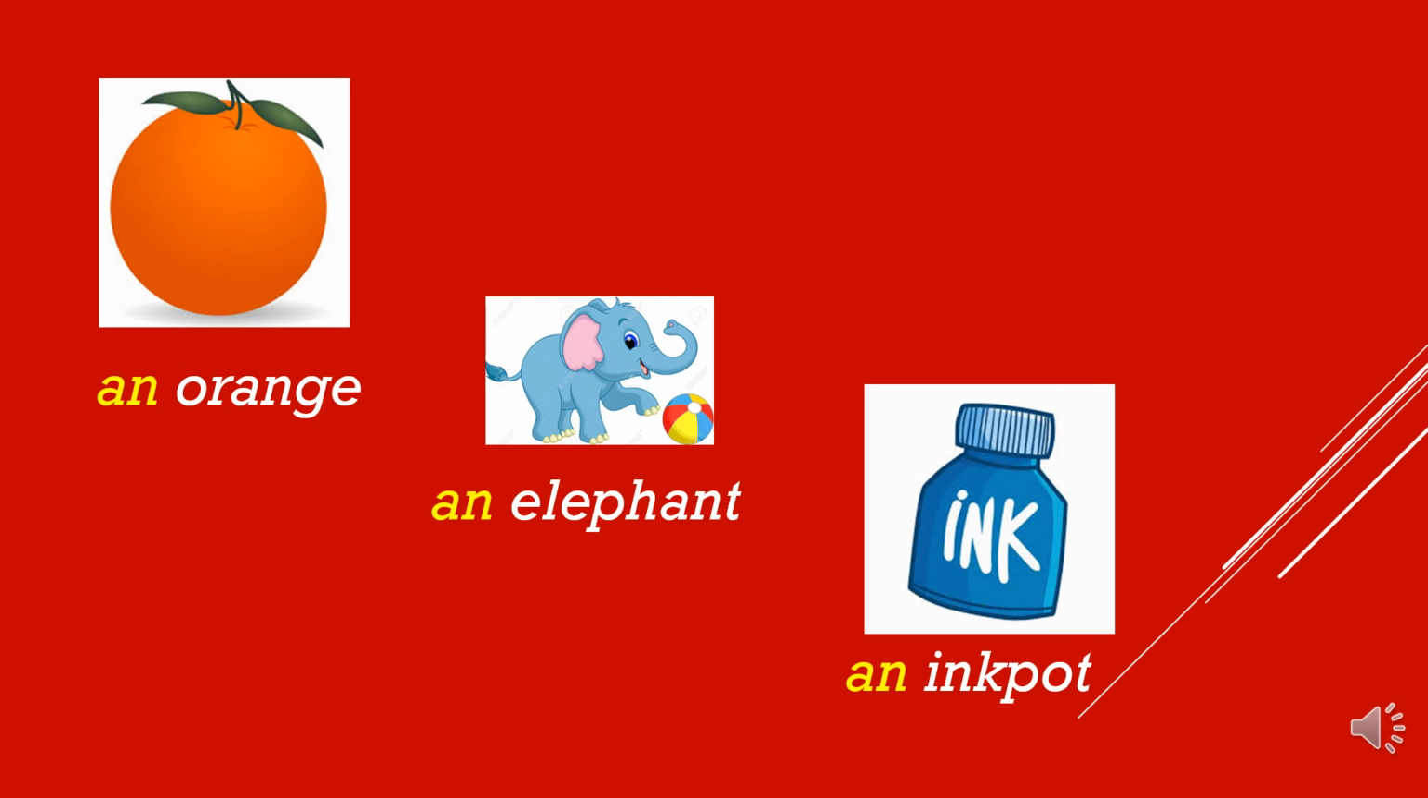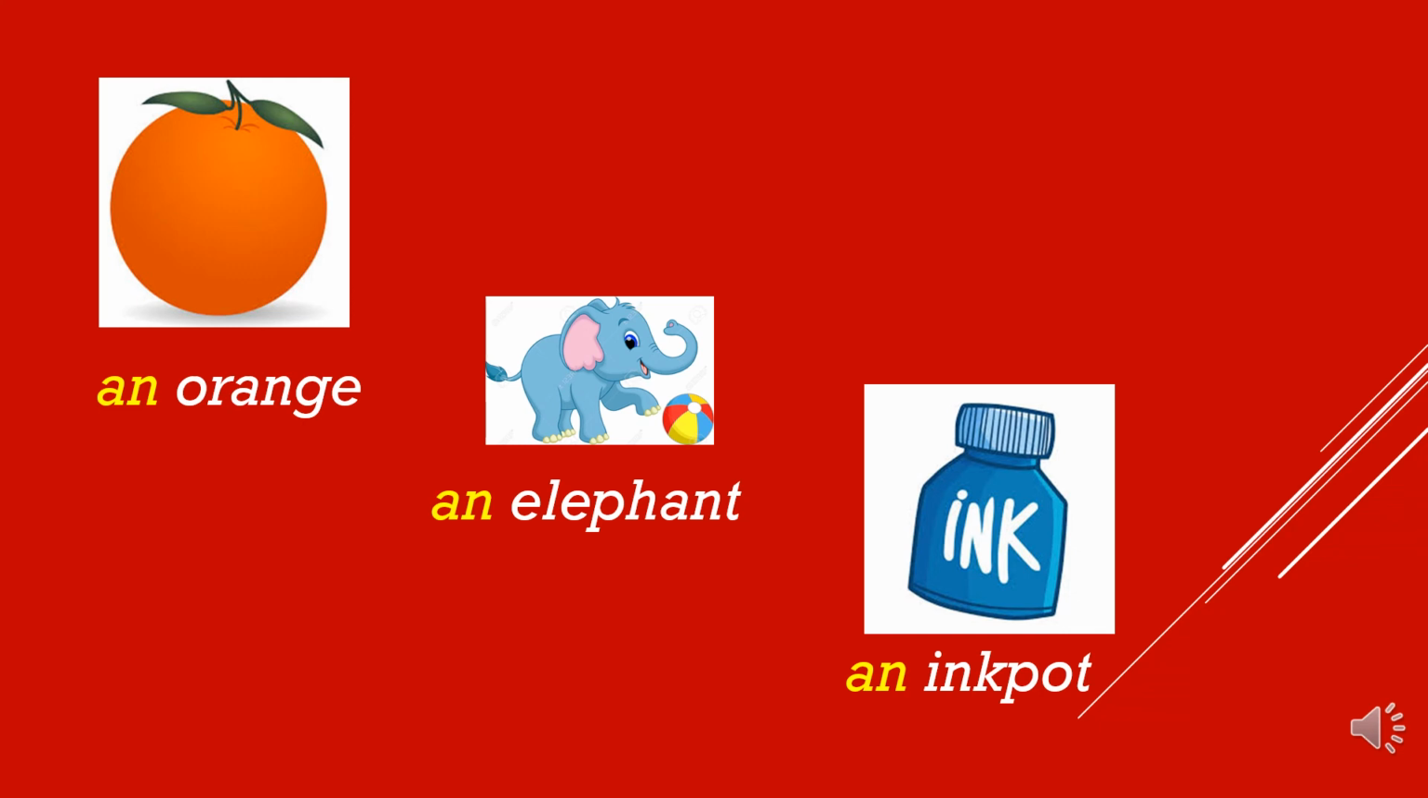Second, we have elephant. An elephant. Why it is an elephant? Because elephant is starting with the vowel sound A. We will put an elephant.